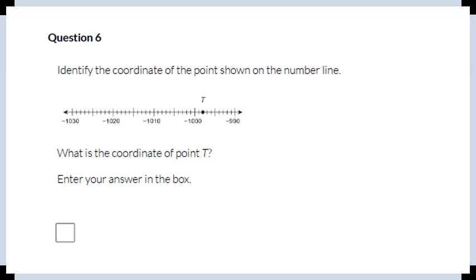Okay, same thing here. I see 990, so -990. This will be -995, -996, -997. So this will be -998. So it's just like counting on a number line, just remember that the negative numbers are to the left of 0.